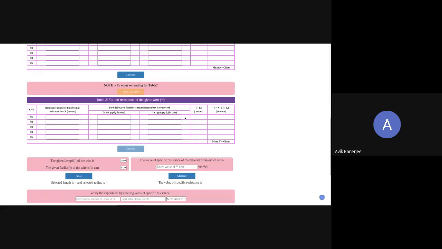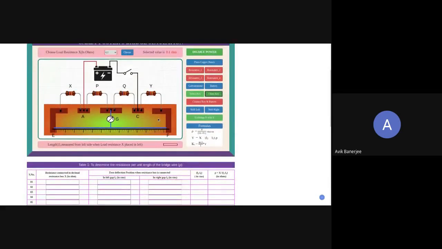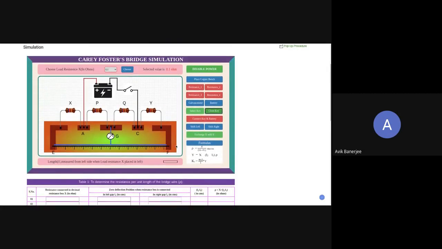Okay, we'll do till this. So once this is done, I can now shift this jockey left or right. I'm shifting that left. Look, it is moving. Now again shifting left. Now at this particular point, look at this. The galvanometer is now showing this. So there is no deflection in the galvanometer.